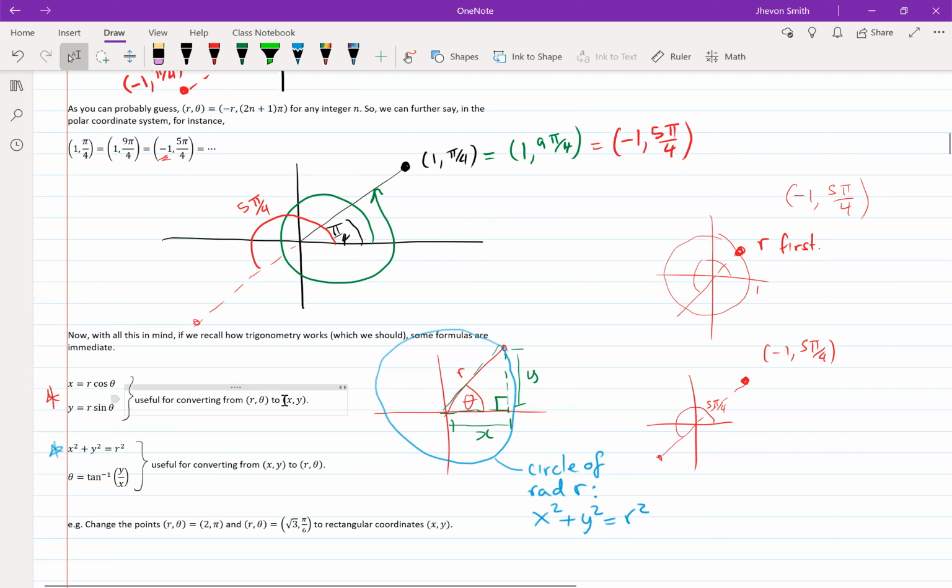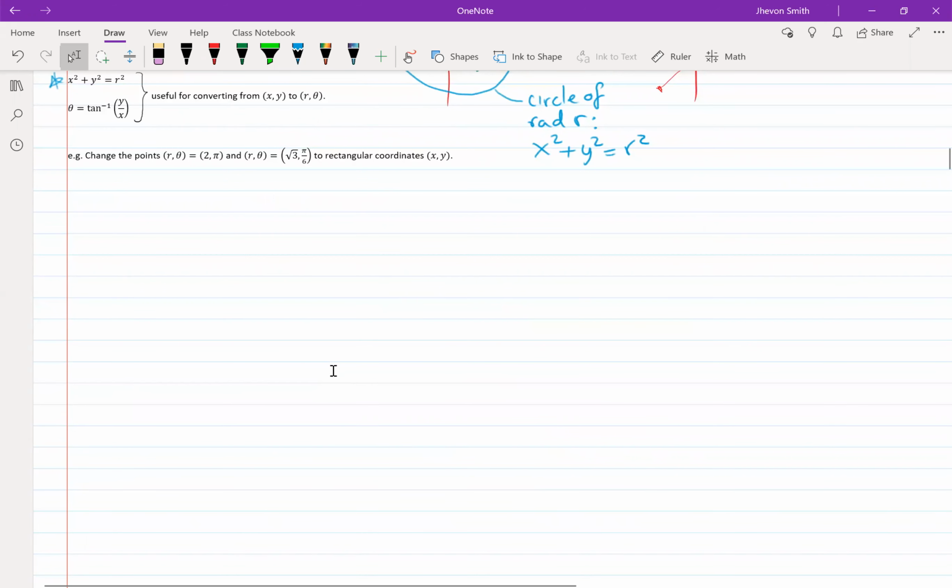Okay, so these equations are useful in converting from polar coordinates to rectangular coordinates, and these are useful in converting from rectangular coordinates to polar coordinates. So let's do some examples of these conversions. Here I gave you some points, r theta: 2 comma pi, and radical 3 comma pi over 6. Convert these to rectangular coordinates. Okay, let's see some of those in action.